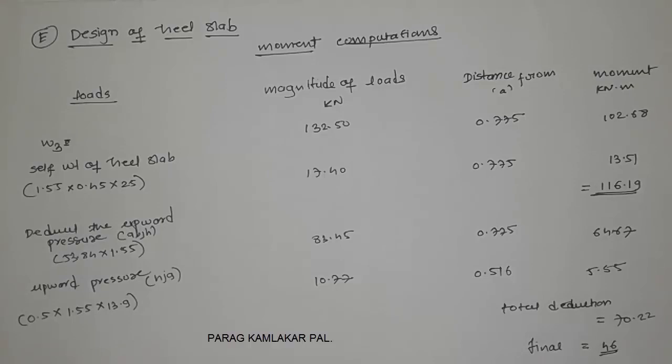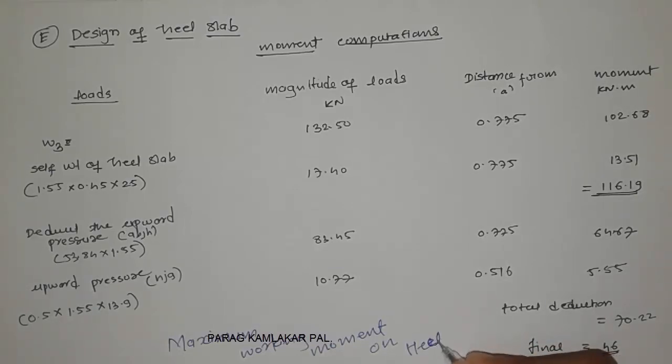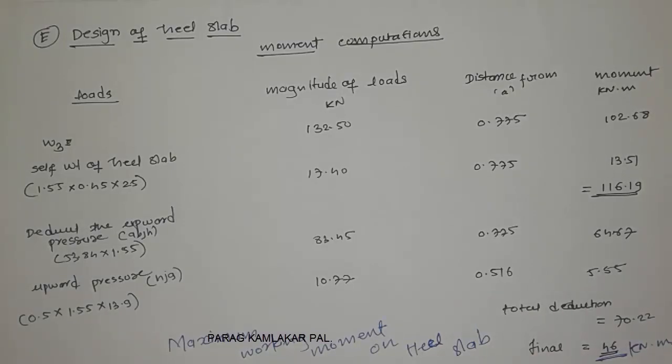So this is the maximum working bending moment on the heel slab. So we get the maximum working moment on the heel slab, which is 46 kilonewton meter.